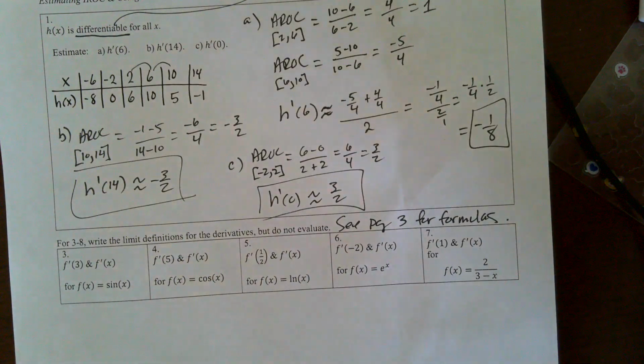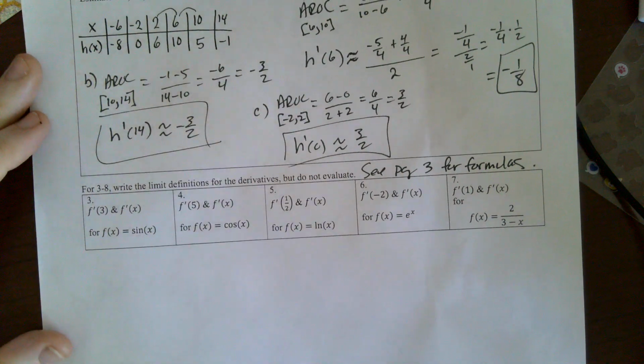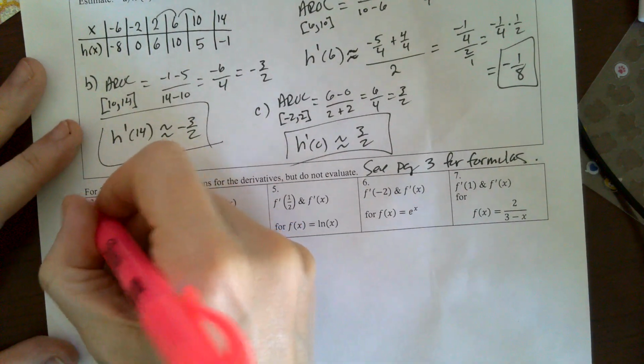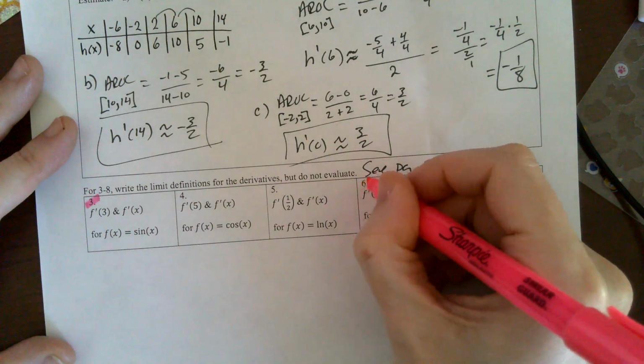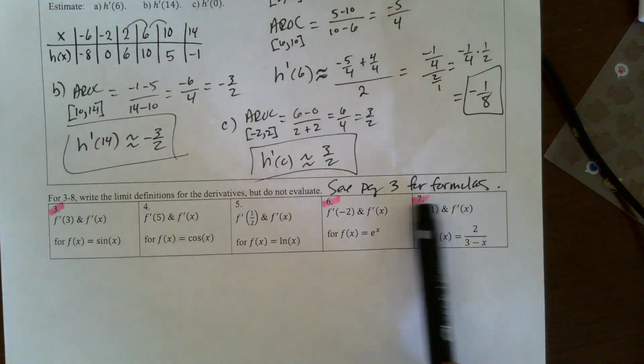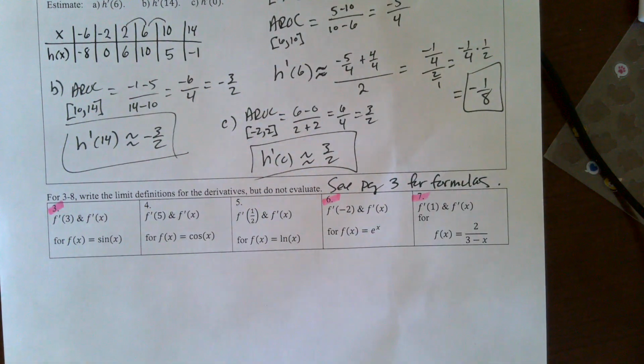Now these examples down here, let's just do like 3 of them. So for 3 through 8, write the limit definitions for the derivatives, but do not evaluate. So we're not going to have to evaluate the limit, but we just want to write the formula. So let's do number 3. Let's do 3, 6, and 7 together. Okay. And guys, you should write this here for yourself. See page 3 for the formulas.